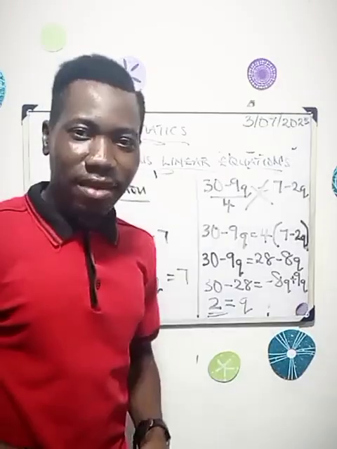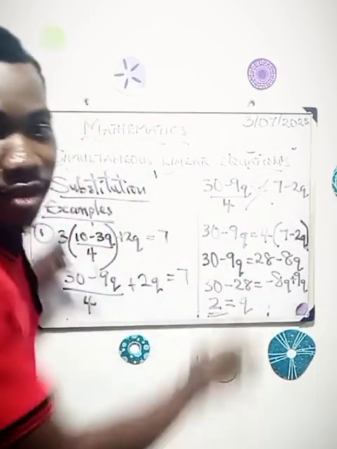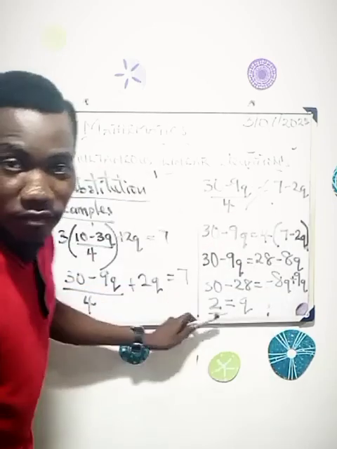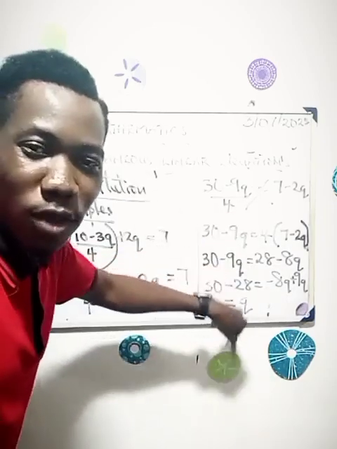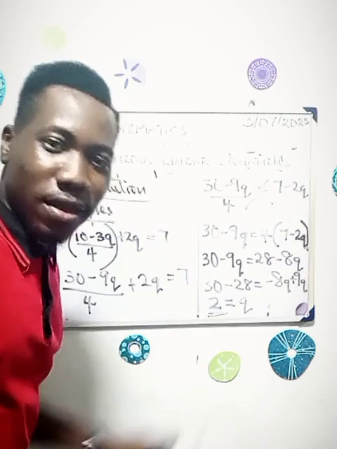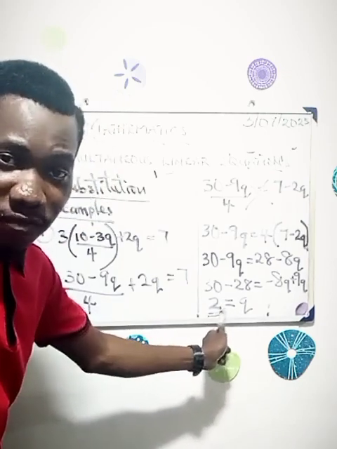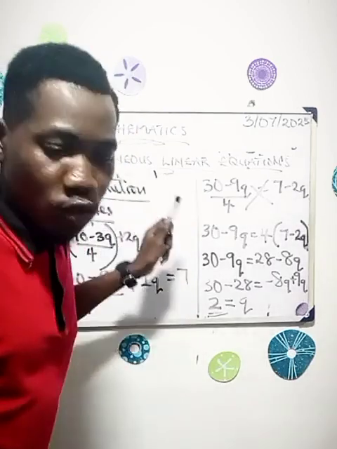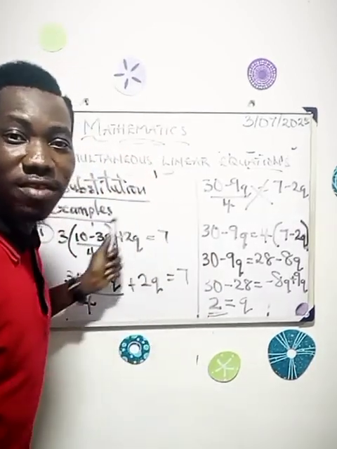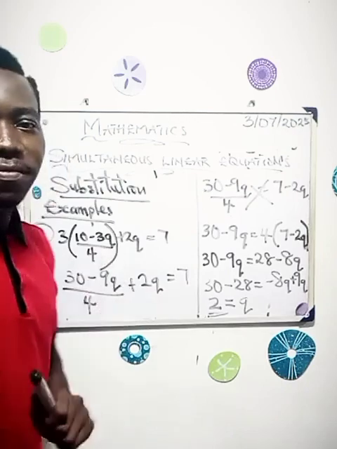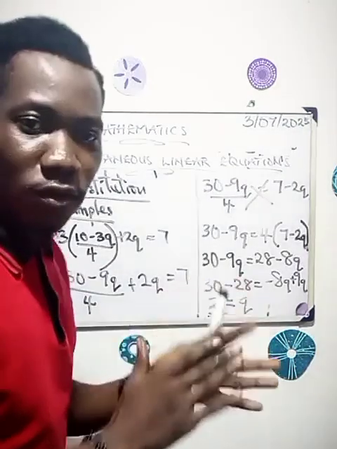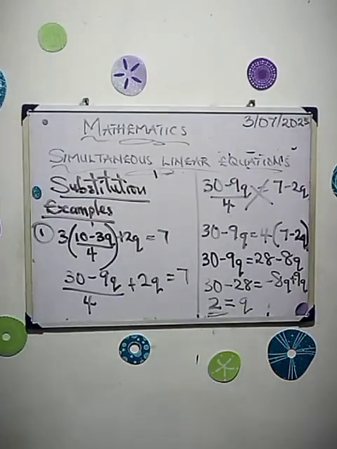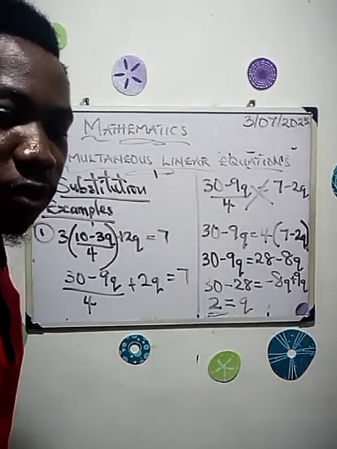You see, when I started, I said elimination method is shorter. This is just us trying to get the value of one variable, which we've just done. We've gotten the value of q to be 2. Now we're going to substitute the real value of q into equation 1 to get the value of the second variable, which is P. I hope we're following.